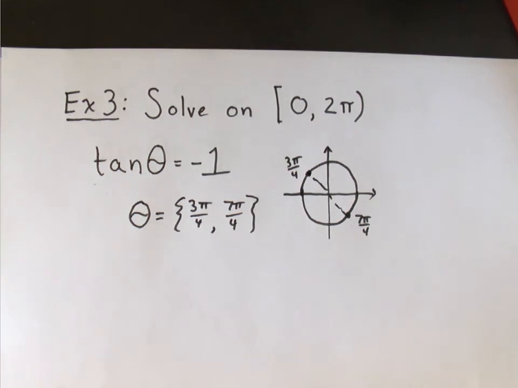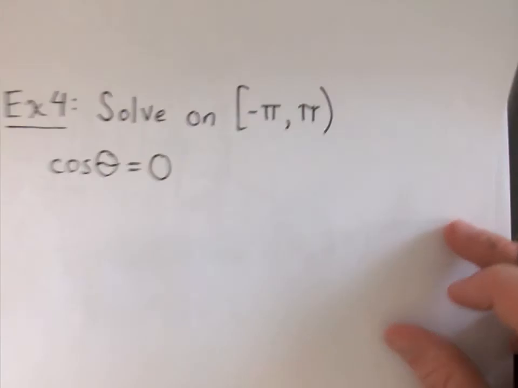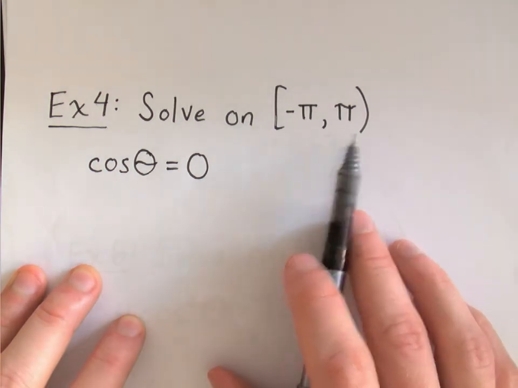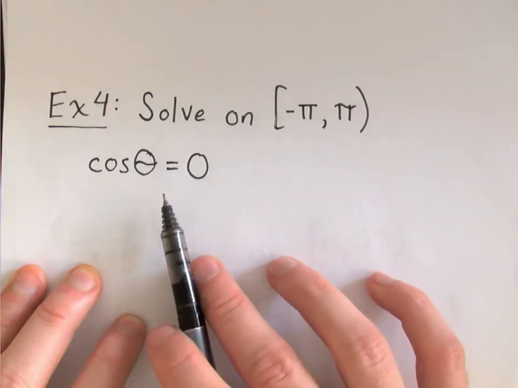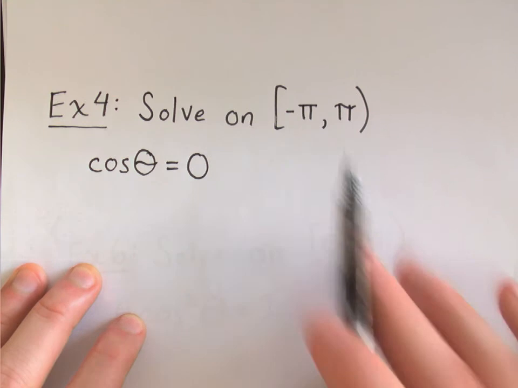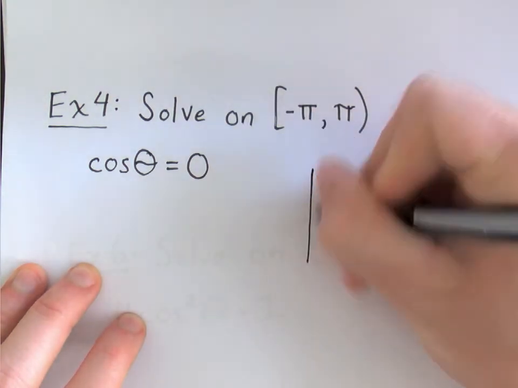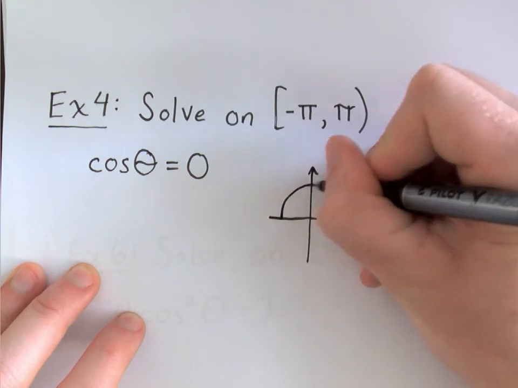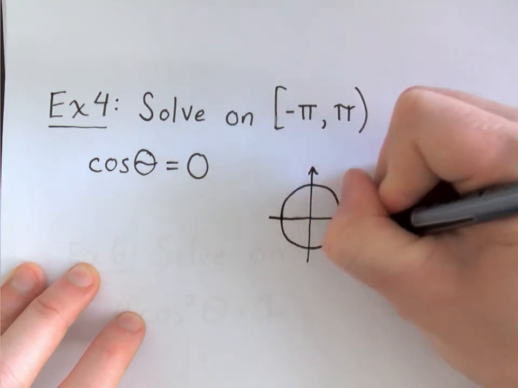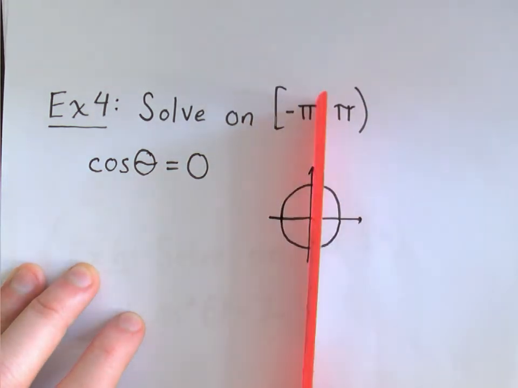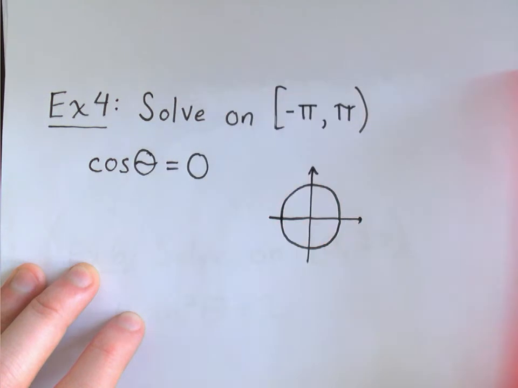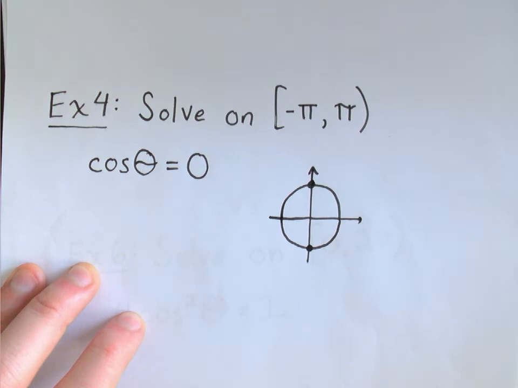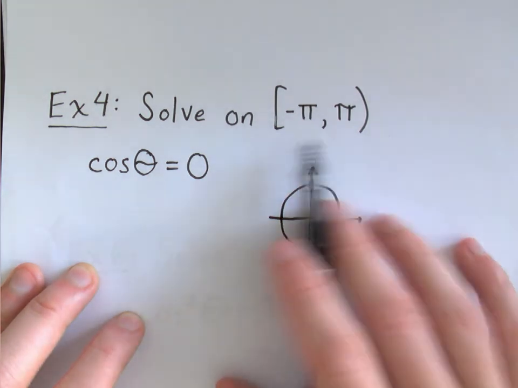Okay, example 4. This one, the intervals change just slightly. It says solve on the interval from -pi to pi. Find when cosine equals 0 on the interval from -pi to pi. So I'll draw a unit circle. And what's different about this problem is the way I name my angles. So I want to know where cosine is 0, just like that, and normally we just say that's pi over 2 and 3 pi over 2, but only one of those answers fits the constraints given.